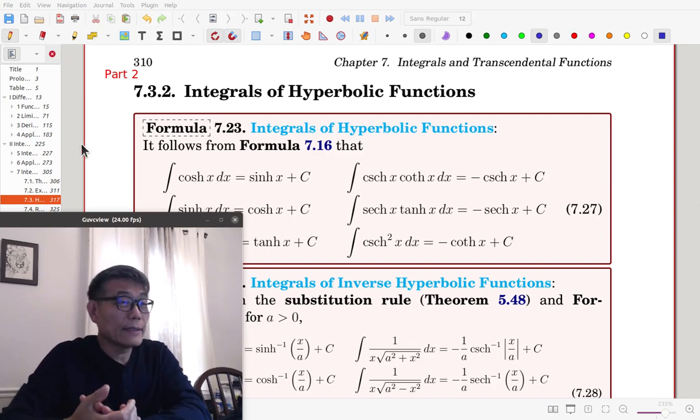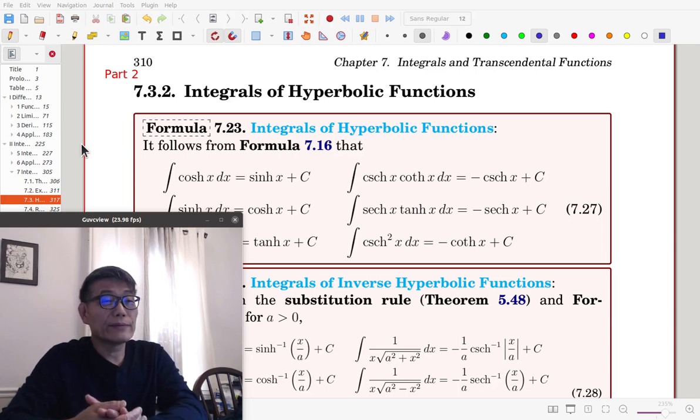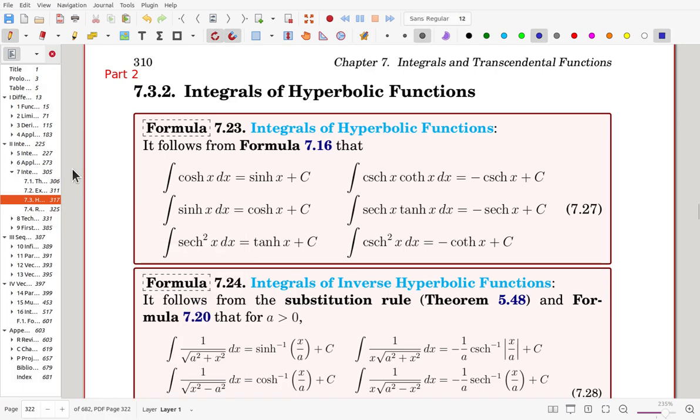Okay, it is the second part of section 7.3, integrals of hyperbolic functions. Here we have a formula for integrals of hyperbolic functions. That is the opposite operation of the derivative. The derivative of sine hyperbolic is the same as cosine hyperbolic, so the integral of cosine hyperbolic must be sine hyperbolic plus a constant.